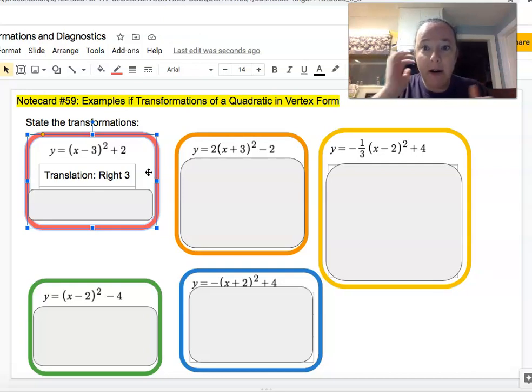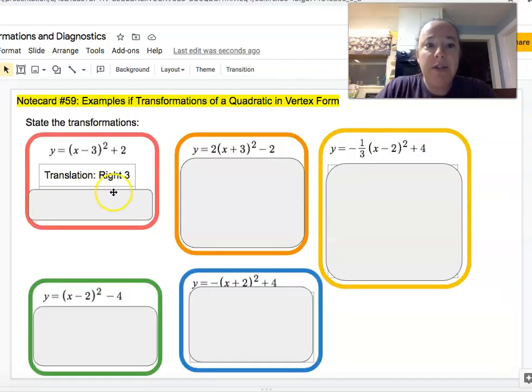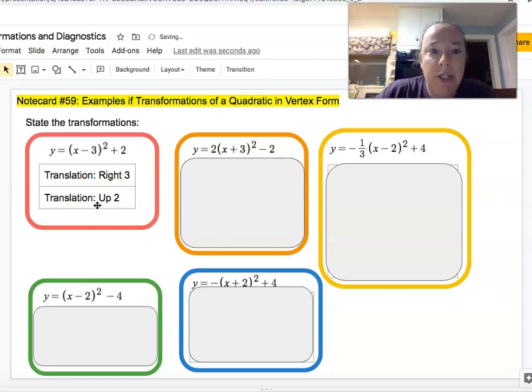and that's a translation, okay? Left, right, up, down are translations. And this has a plus 2. That's in the K spot. If I have a plus out here, if it's a plus something, it goes up that amount. So it's going to go up 2.